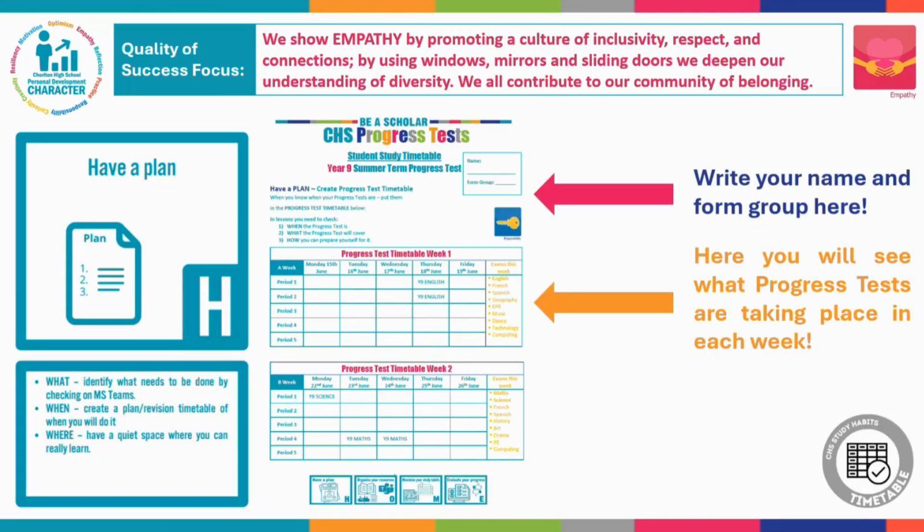So you can see on the front, you have 2 weeks' worth of progress test timetable, week 1 and week 2. So let's start first of all by putting our name and form group at the top of our booklet. And then we will go through exactly when your progress tests will take place.